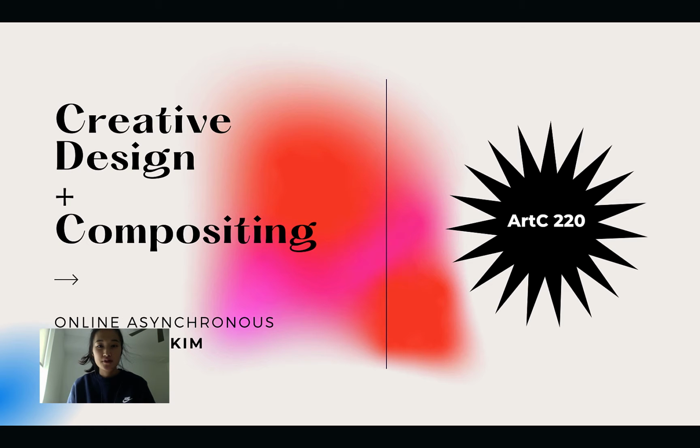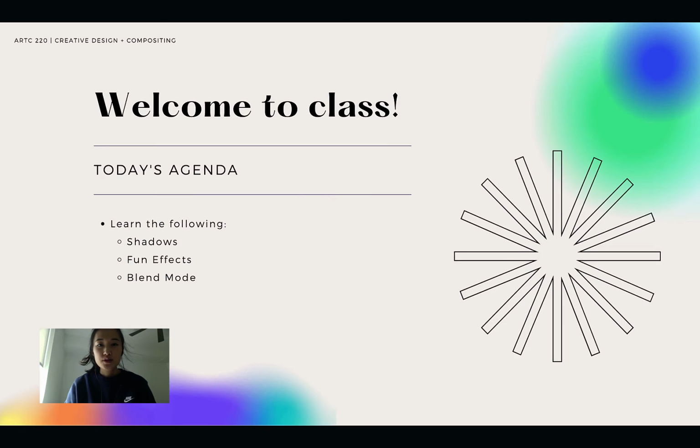It's already week 3 of the class. And this week I'm going to show you 3 things. First is how to create a realistic shadow under objects. And the second is some fun effects that you can do on Photoshop. And lastly, I want to talk about the blend modes in Photoshop.